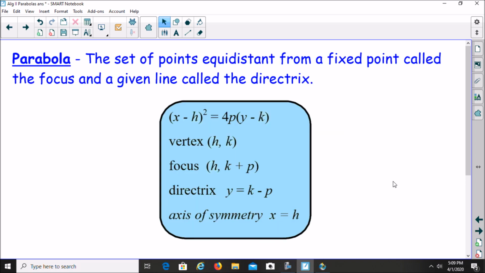So, to recap, a parabola is the set of points equidistant from a fixed point called the focus and a given line called the directrix. The standard form for the equation of a parabola is (x − h)² = 4p(y − k). The vertex is located at (h, k). The focus is located at (h, k + p). The directrix has the equation y = k − p, and the axis of symmetry is x = h. Finally, the parabola opens upward when p is positive, and it opens downward when p is negative.